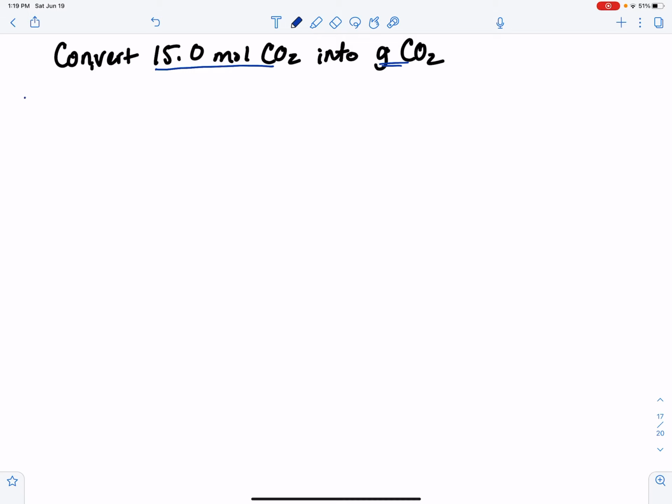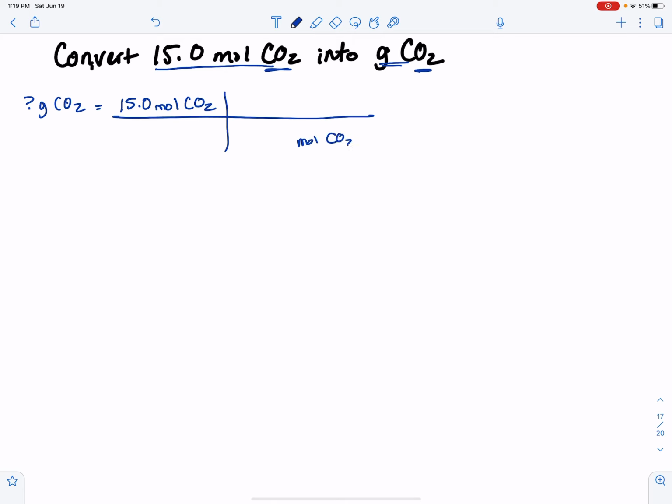That's the unit that doesn't have a number with it. So grams of CO2. Also note that I'm going from CO2 to CO2. And I'm starting with the only thing with the number, 15.0 mole of CO2. And then I'm going to go from mole CO2. So I just drop that unit down.